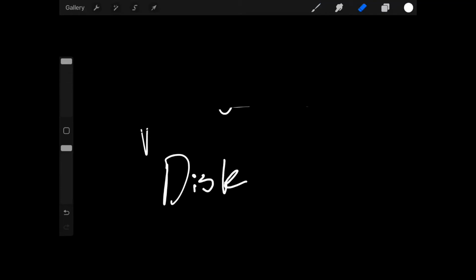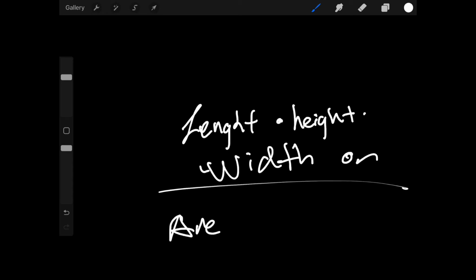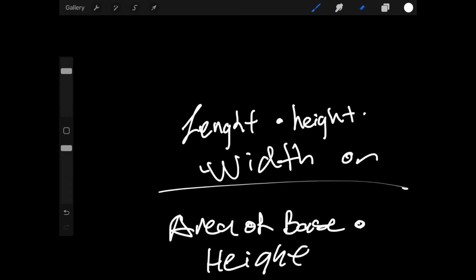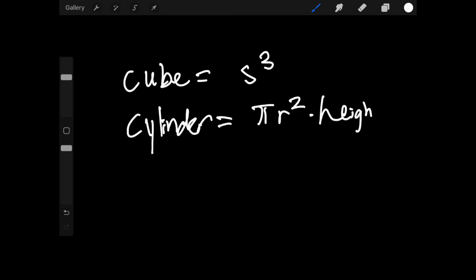In this video, we will be finding the volume of a disk. As a refresher, you can find the volume of anything using the measure of an object's length, height, and width, also known as its base times height. Just as a reminder, this is how we find the volume of a cube and the volume of a cylinder: side to the power of 3, and base times height, which is also equal to pi r squared times height.